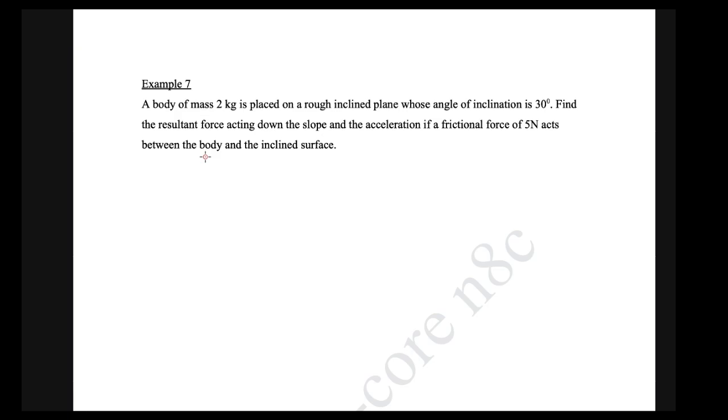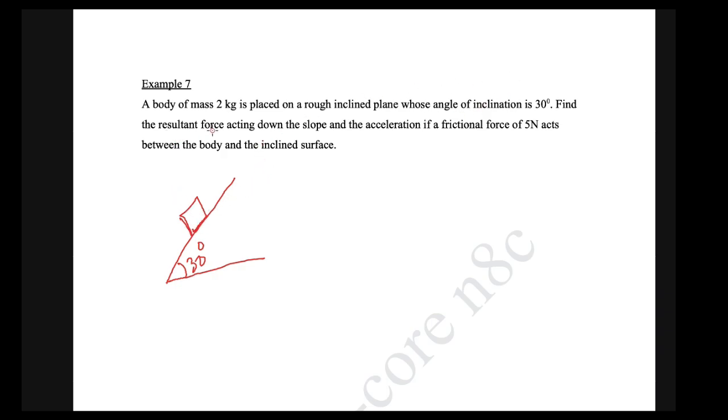A body of mass 2 kg is placed on a rough inclined plane whose angle of inclination is 30 degrees. So let's quickly draw that. Inclination is 30 degrees, right? Find the resultant force acting down the plane and the acceleration if a frictional force of 5 Newton acts between the body and the surface. So this is sliding down the plane. So let's say we have an object this way. The mass is 2 kilograms, right?